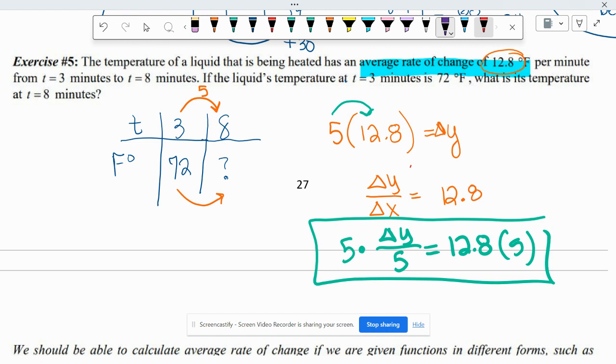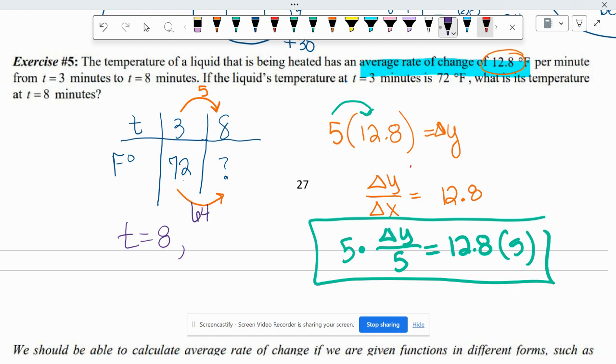Look up at the board. 5 times 8? Or 5 times 64? It's 64. So when T equals 8, my degrees Fahrenheit equals 64. So that's not true. The change in y is 64. Sorry, this change is 64.